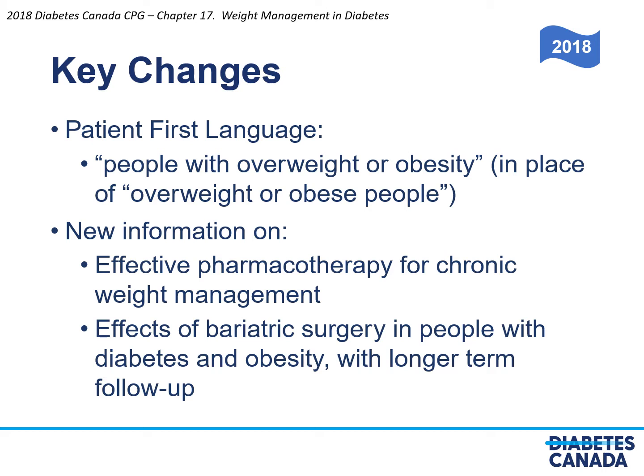The key points from this chapter and the changes from the 2018 guidelines are as follows. The preferential terminology to use when discussing weight management is patient-first language, using terminology such as people with overweight or obesity in place of overweight or obese people. This is an effort to decrease bias and stigma, as people living with overweight and obesity are not defined by their weight, but instead they are struggling or living with this condition.